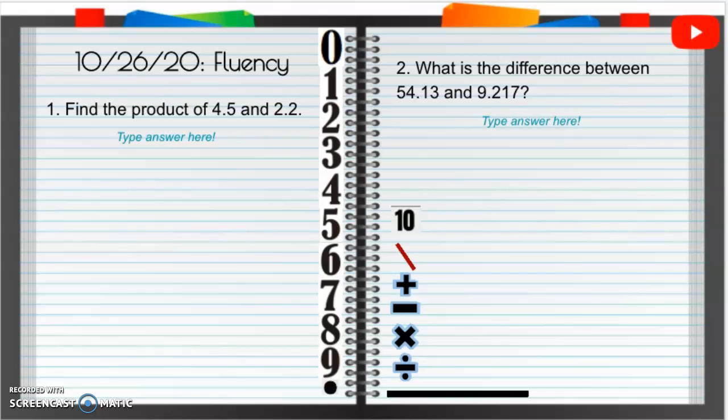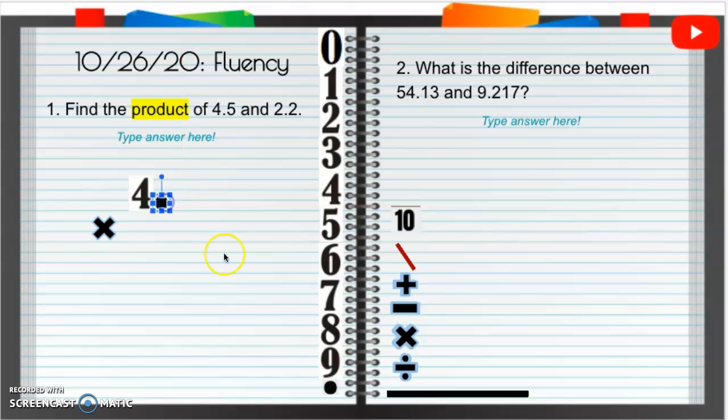October 26th, 2020. Fluency. Number 1: find the product of 4 5/10 and 2 2/10. So we know that the word product means the answer to a multiplication problem, so that means we're going to multiply. Now when we multiply, do we have to line up our decimals? No, we don't. So we're going to line them up to the right.